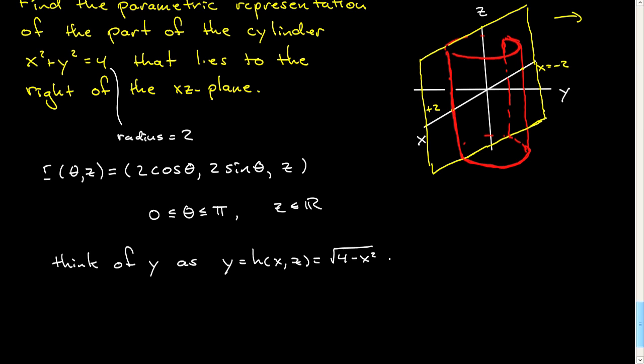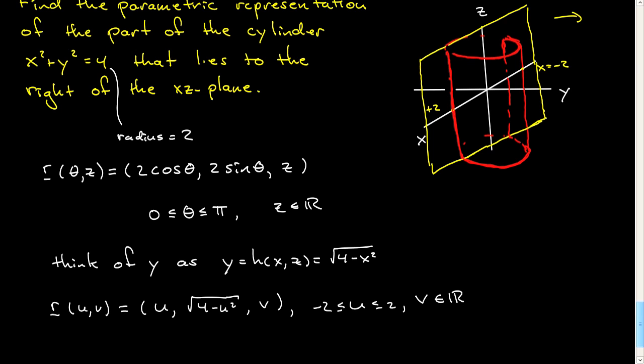In which case, I could have my parameterization r of, and just for difference, let's call them u and v this time. I'll just take u to be the x, then y will be equal to the square root of 4 minus u squared, and then v will be z. And what are the restrictions? What are the parameter ranges here? Well, again, v is z, so that will be any real number, and u will go between -2 and 2. All right, so this would be another parameterization of the same cylinder.